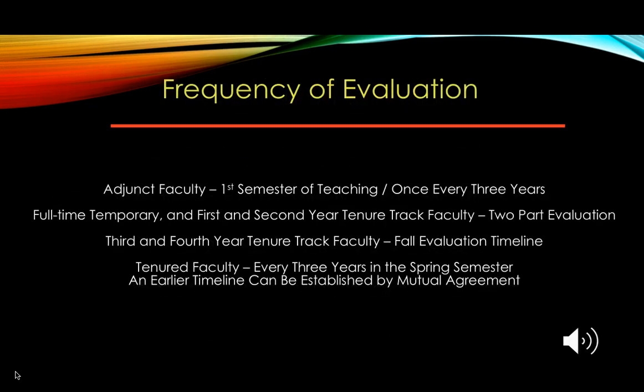The frequency of evaluation varies with individual contract types. Adjunct faculty are evaluated the first semester of teaching and then once every 3 years, with a completion deadline by the end of week 12.